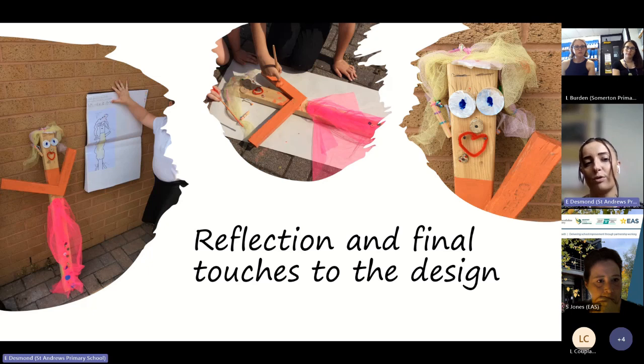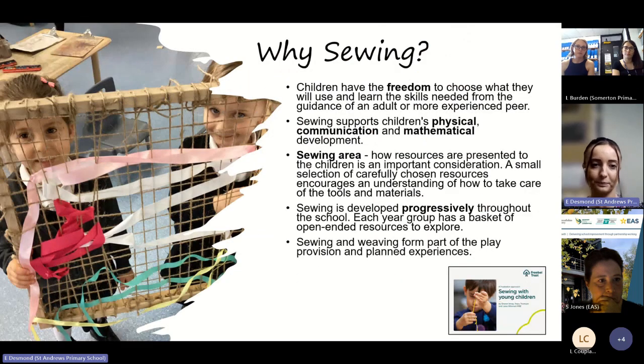And then as we move through the year group in year 3, we're able to do that reflection and add final touches to their design. So they haven't just designed and made, they're then doing that reflection. They've analysed: is there anything else I can do to improve my sculpture further?